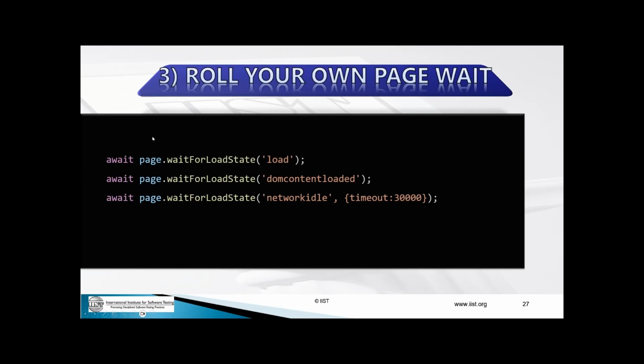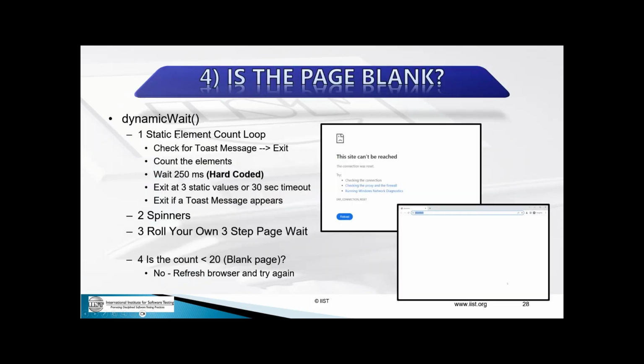Third, roll your own page wait. So here's my page wait. I'm doing a load state. I want to make sure the load is done, the DOM content is loaded. And this is just belt and suspenders at the very end of our dynamic wait. Wait for all this to be done, and then, of course, a timeout of 30 seconds on the network idle. This should give us a function that will tell you very clearly when your page is done, so you don't have to be putting in hard-coded waits and other waits through your framework.